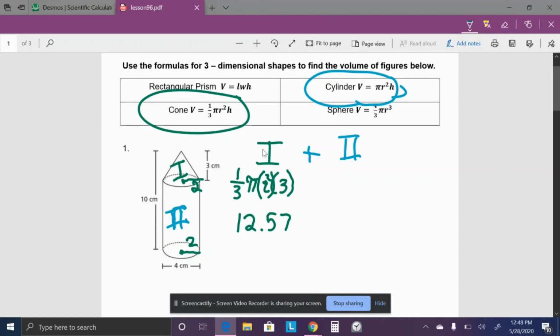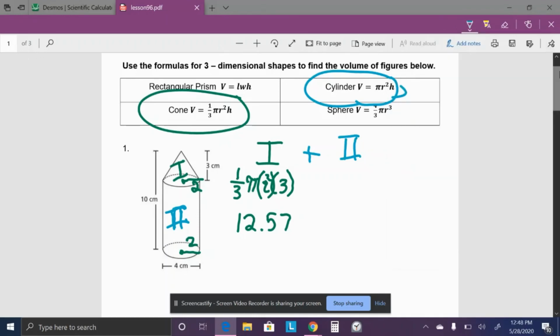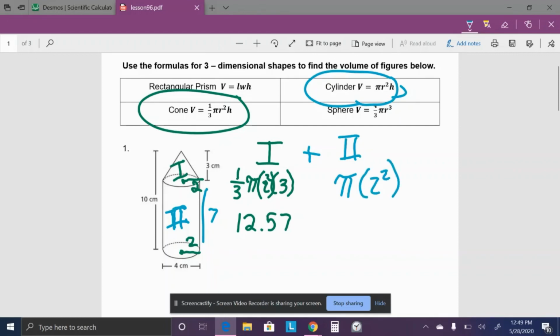Now to find the volume of our cylinder. We know that the height of the whole thing is 10, and I know this part is 3. In order to figure out the height of the cylinder, I have to cut out this 3 from the total height. So 10 minus 3 means this part right here is 7 centimeters. So the volume of this is going to be pi, my radius is still 2, 2 squared times the height, which is 7.